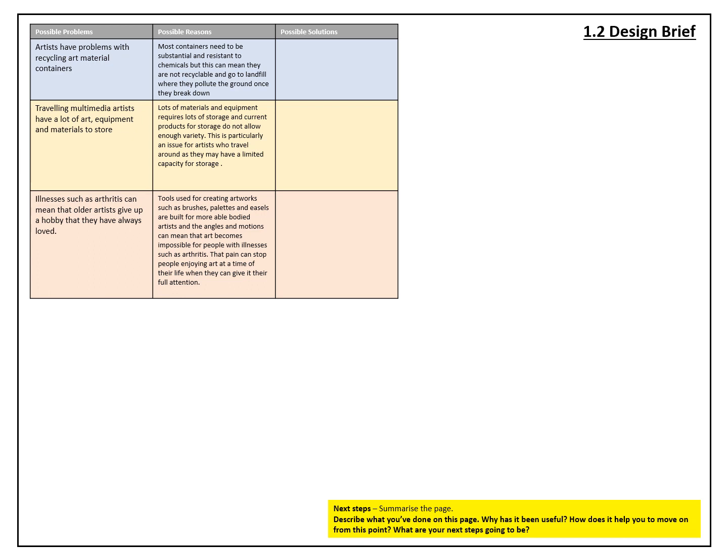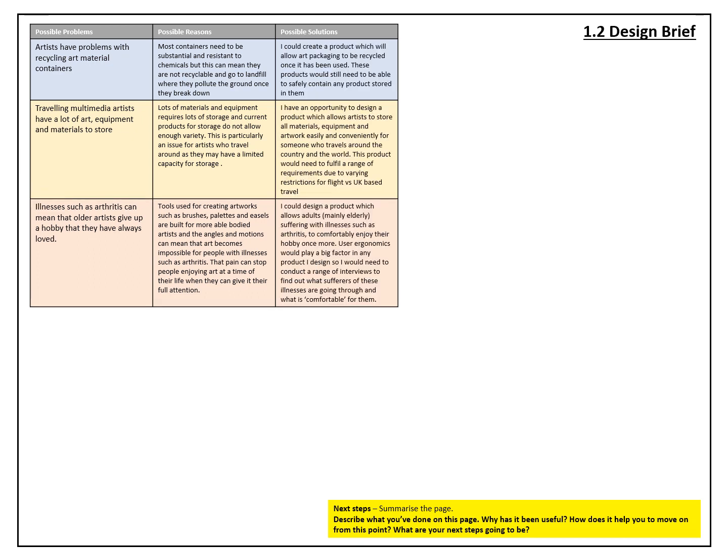So travelling multimedia artists have a lot of art equipment and materials to store, and that's a problem because lots of materials and equipment requires lots of storage, and current products for storage do not allow enough variety. This is particularly an issue for artists who travel around as they may have limited capacity for storage. So I haven't got a solution anywhere in there. It's just a reason why my problem is a problem.